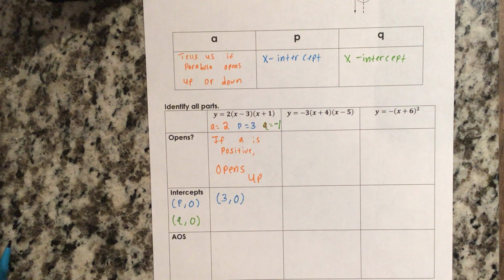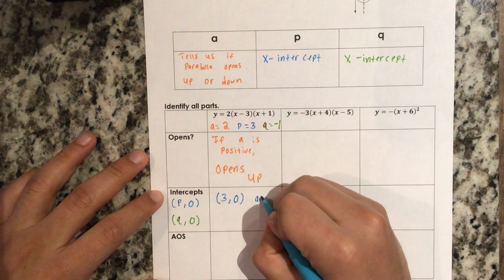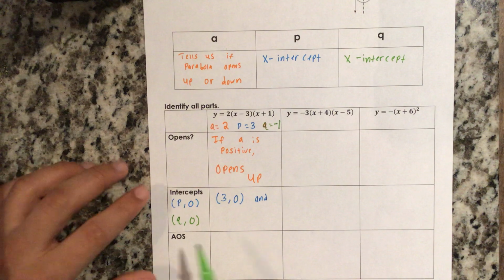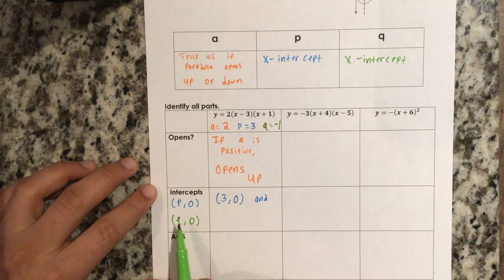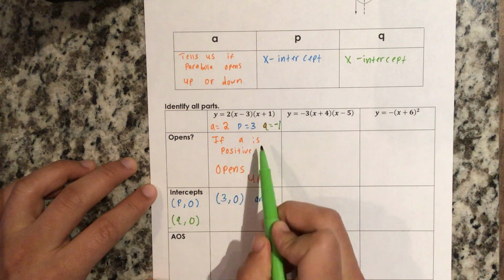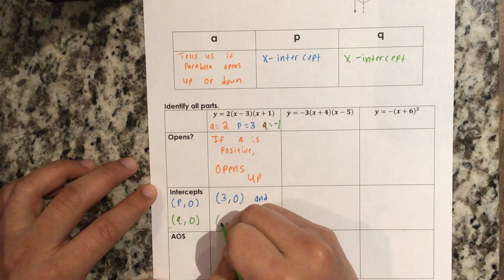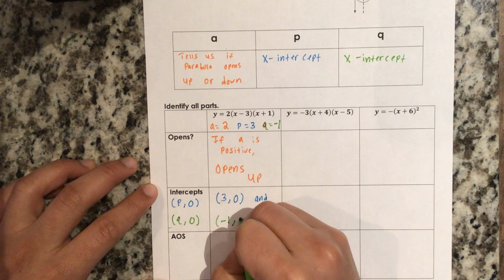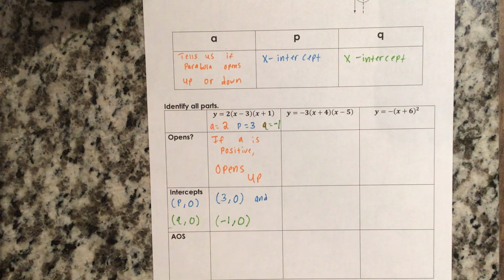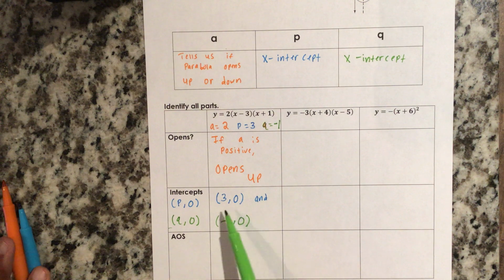The next intercept is going to be q, comma 0. Instead of q, I'm going to substitute my q, which is -1. So I'm going to write -1, comma 0. Just like that. And those are my two x-intercepts. Those are the two spots where my parabola crosses the x-axis. It's that easy.